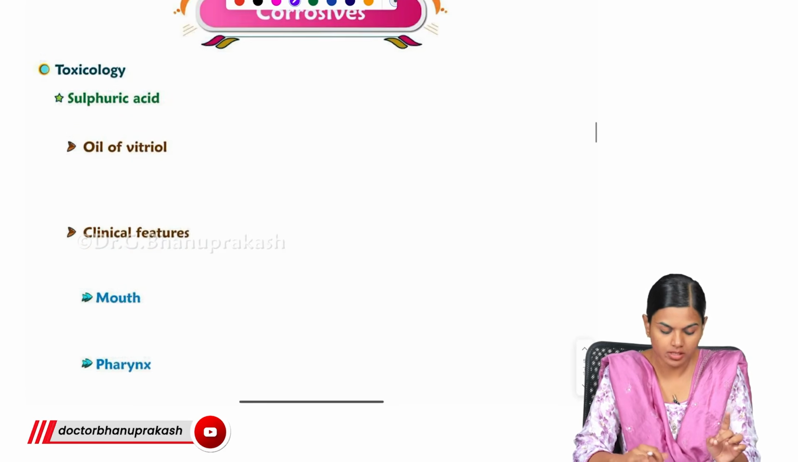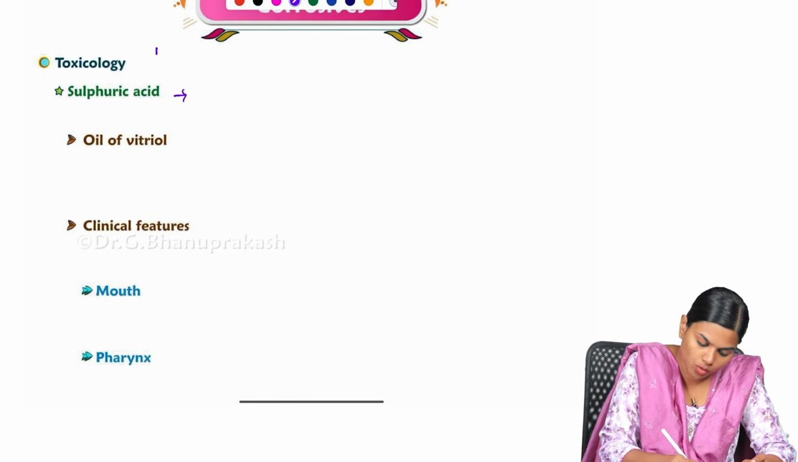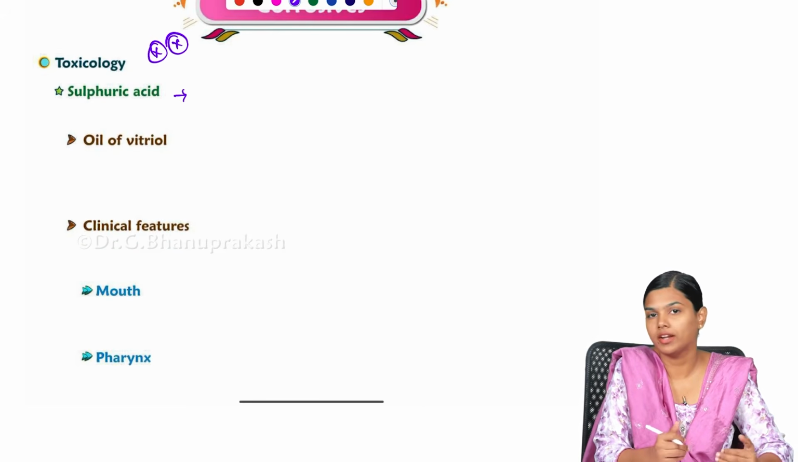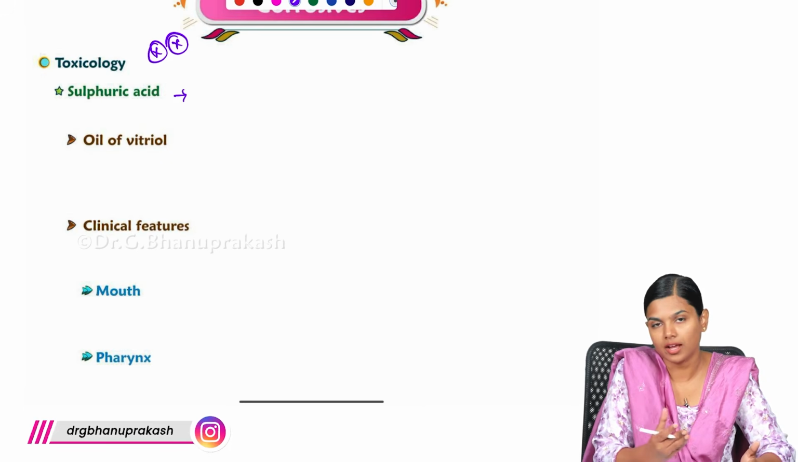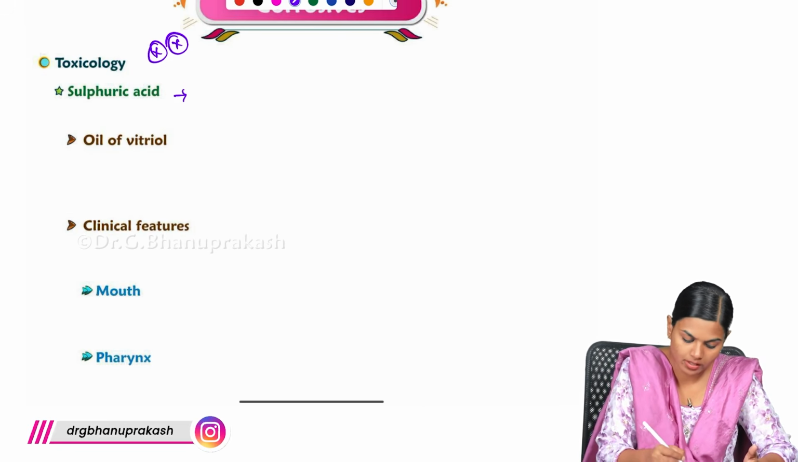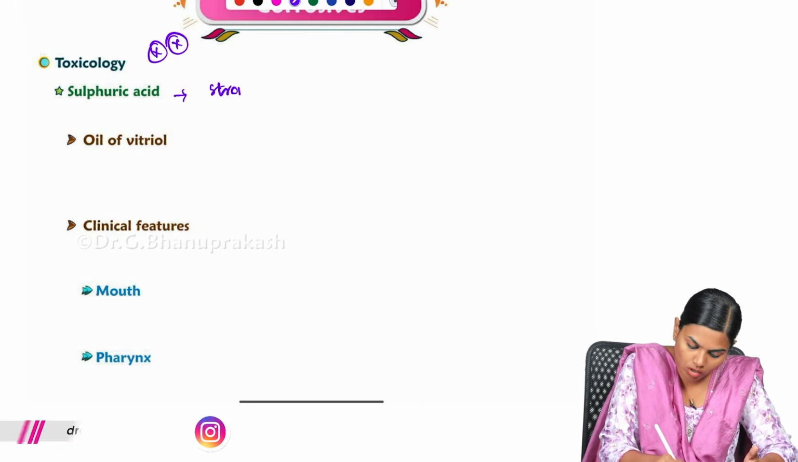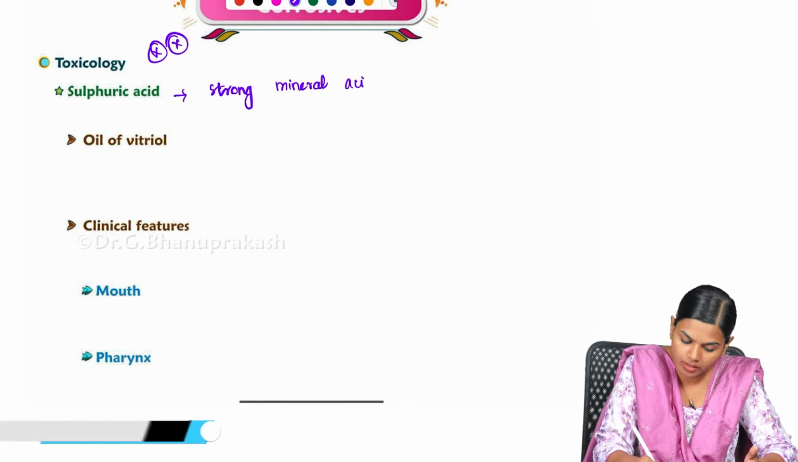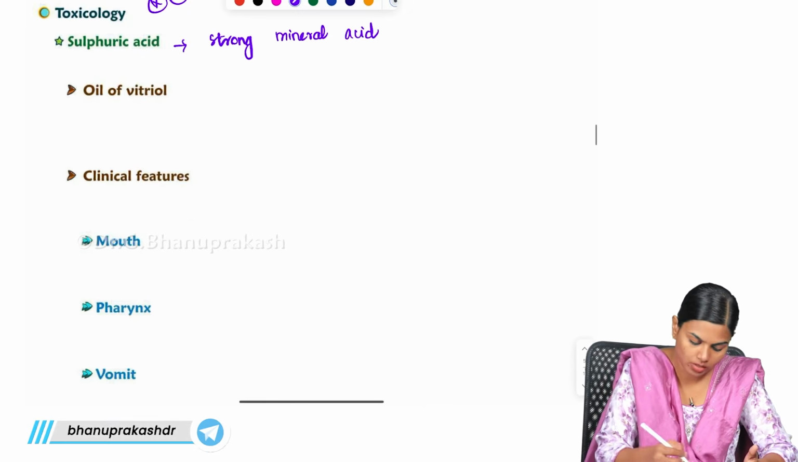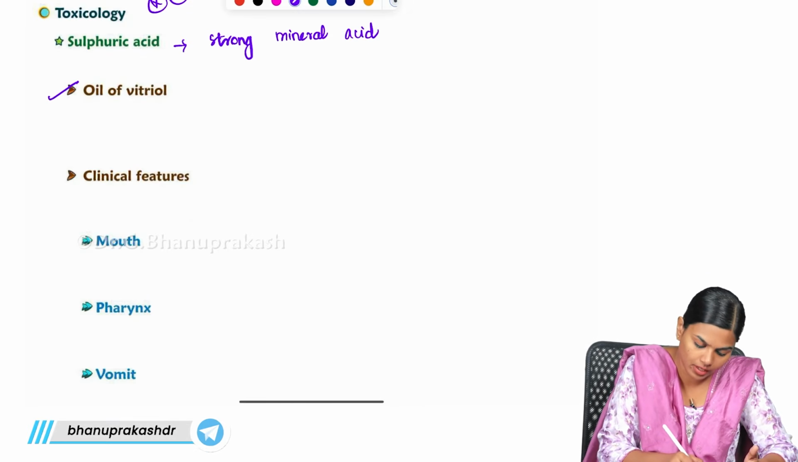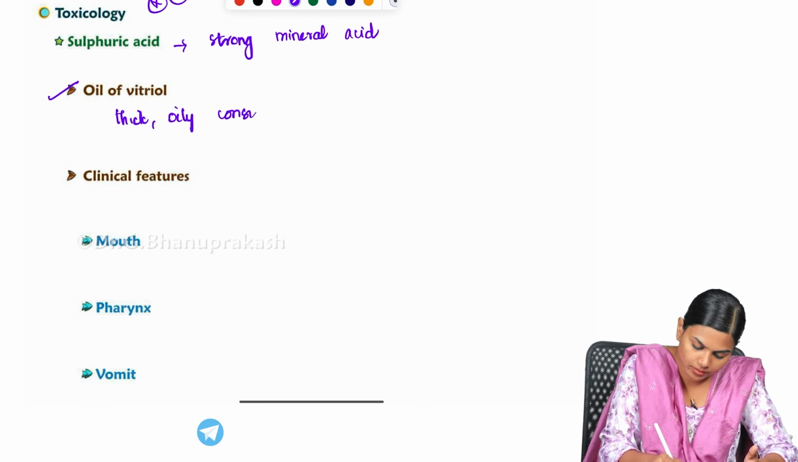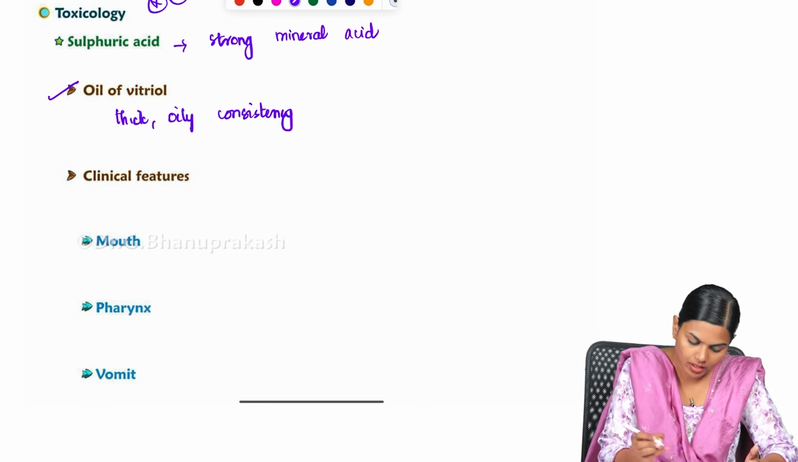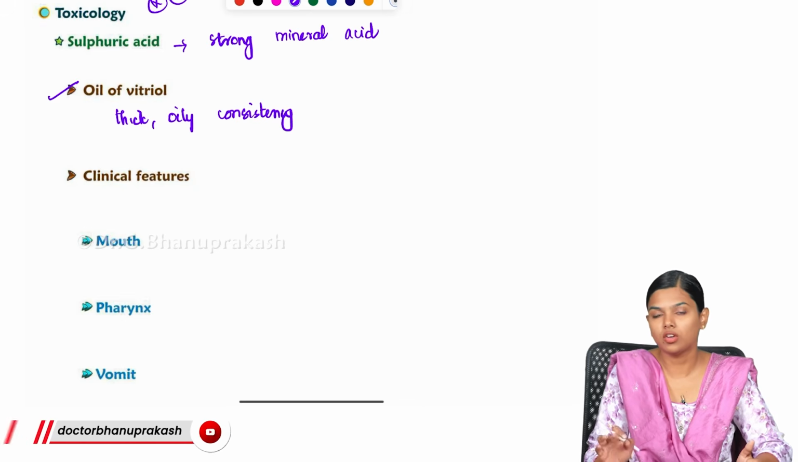Next, what we are going to see is sulphuric acid. This is the most important question. Whenever there is a question in corrosive actions, they will be asking you about the presentation of sulphuric acid. Sulphuric acid is one of the strong mineral acids. It has strong corrosive action, and it is also known as oil of vitriol. It has a very thick, oily consistency, and it is used in a lot of lab preparations.